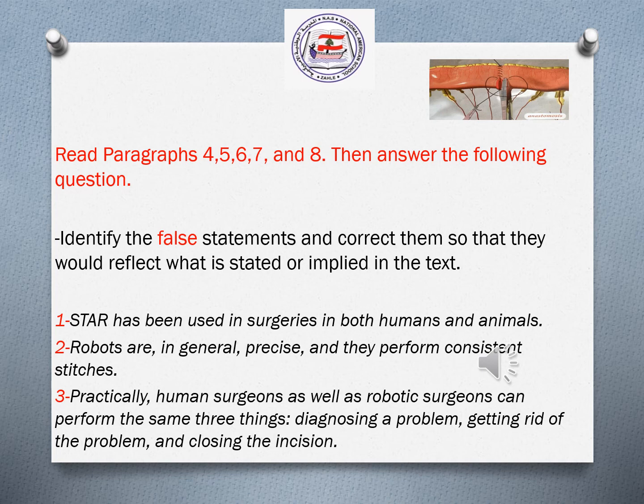Number 2. Robots are, in general, precise and they perform consistent stitches. This is a true statement. Number 3. Practically, human surgeons as well as robotic surgeons can perform the same three things: diagnosing a problem, getting rid of the problem, and closing the incision. This is a false statement because, in theory, human surgeons as well as robotic surgeons can perform the same three things: diagnosing a problem, getting rid of the problem, and closing the incision.